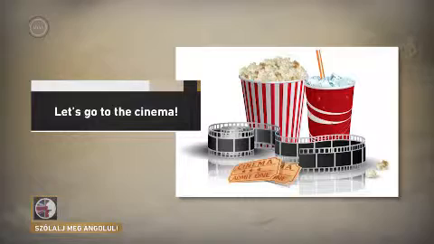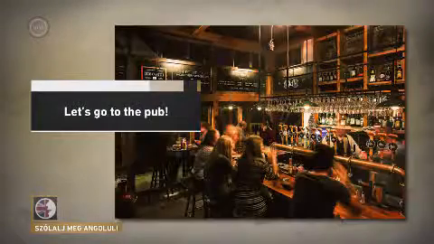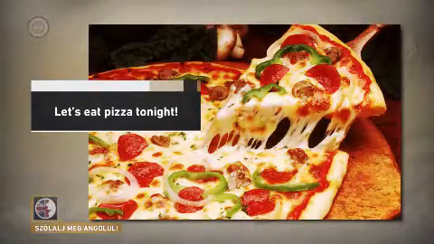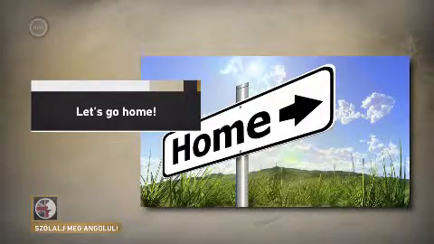If we're standing in the street and we're trying to think of something to do, then someone might say, let's go to the cinema, or let's go to the pub, or let's eat pizza tonight, or let's go home. All of these sentences are examples where we're using the imperative to make a suggestion to the rest of the group. We're suggesting what we should do. Okay, so now we know that we can use the imperative form to give orders, but we can also use the imperative form to make suggestions too. Good. Now, where were we?